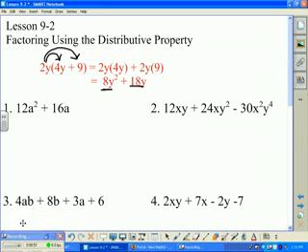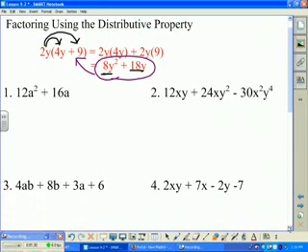So what's the point of all this? We're going to be taking something that looks like this, 8y squared plus 18y, and getting it back to how it originally began. That's what we're going to be doing today, and that is called factoring. Now the method we're going to use is using the distributive property, or in this case it's really the opposite of the distributive property.